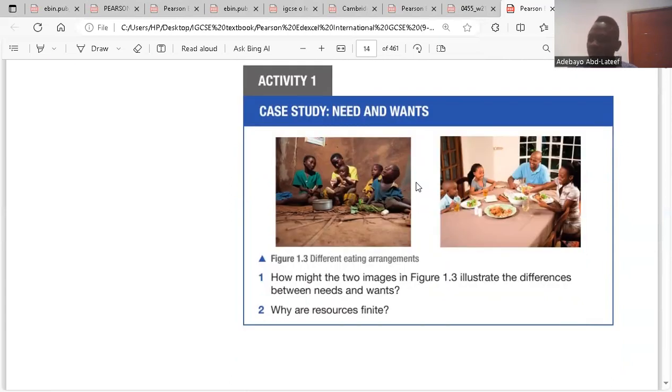Now, the second question says, why are resources finite? Resources are finite, that means limited, because the population continues to increase. And the users of these resources will have to fight for the use of the resources. Is it clear?